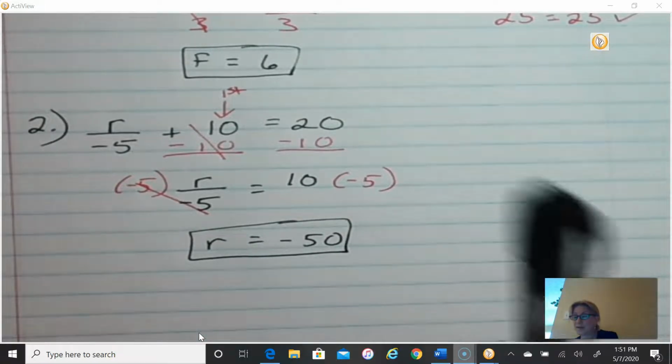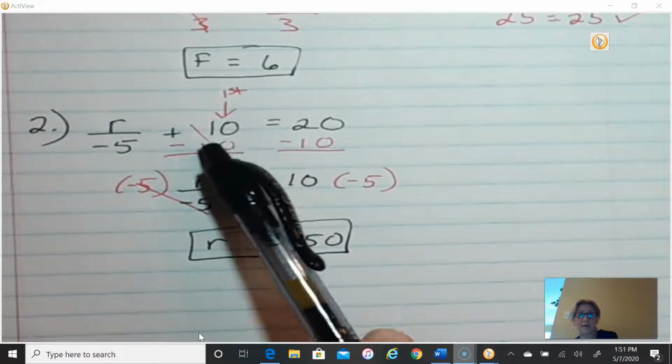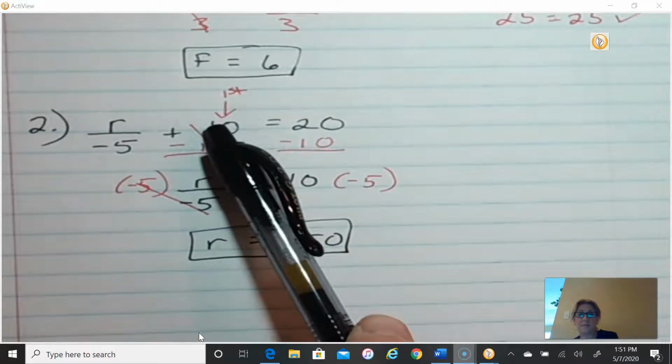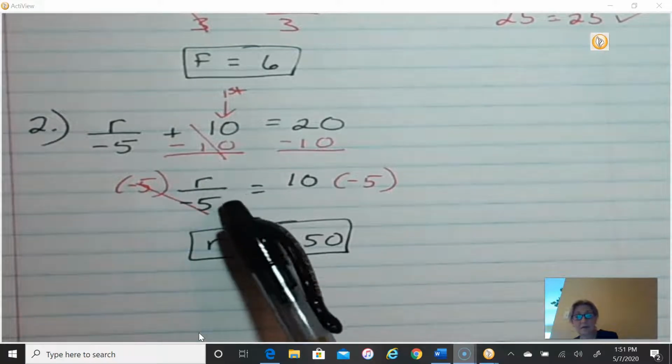There we go. See, two-step. Here's your first step: to get rid of the number that's not with the letter. We did that. Second step is to get rid of this one.